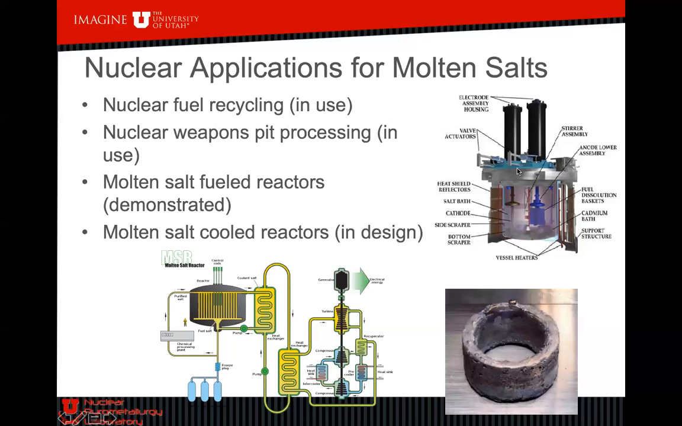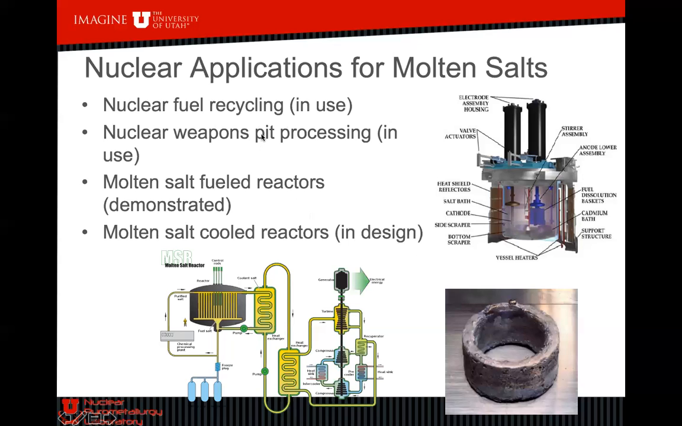The picture here on the right shows what we'll call an electrorefiner. This has a pool of molten salt in it. It's got a cathode and an anode. The spent fuel is oxidized at the anode, and the uranium is deposited on the cathode. They've been doing that since about 1996. That's actually the year I started working there, fresh out of grad school.